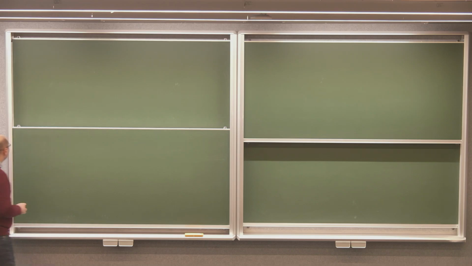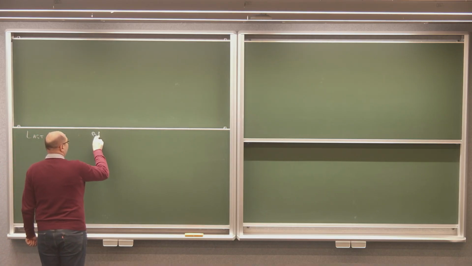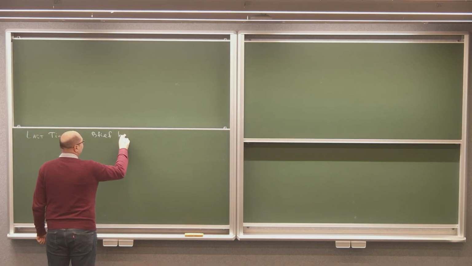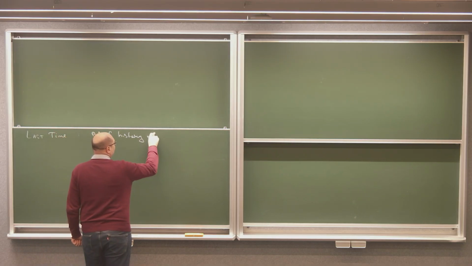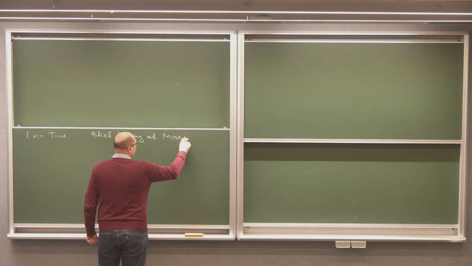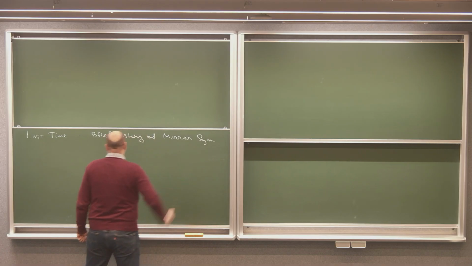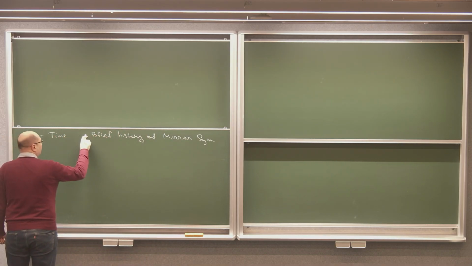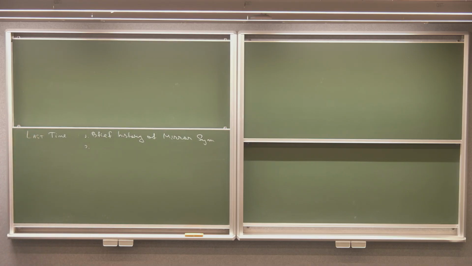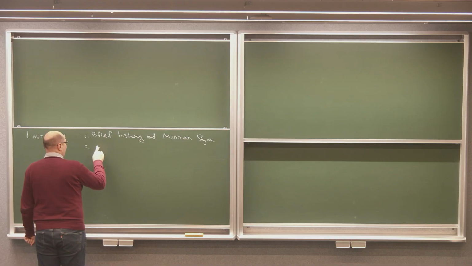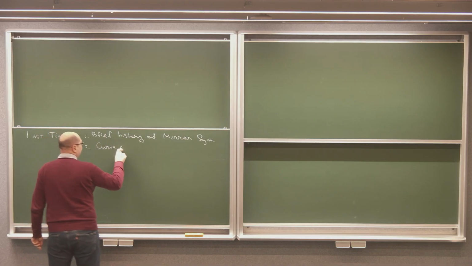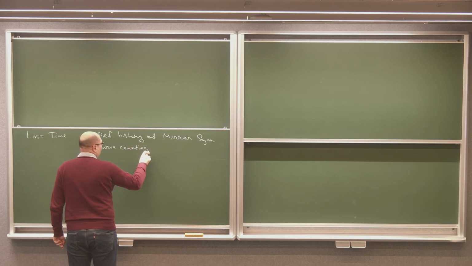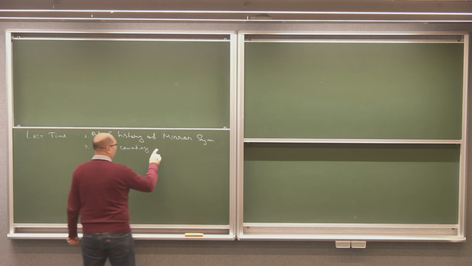Okay, so let's start with a brief recap of what we did last time. Last time we covered a brief history of enumerative geometry. That was the first topic, and the second topic we started talking about was curve counting, in a very specific example, P2.